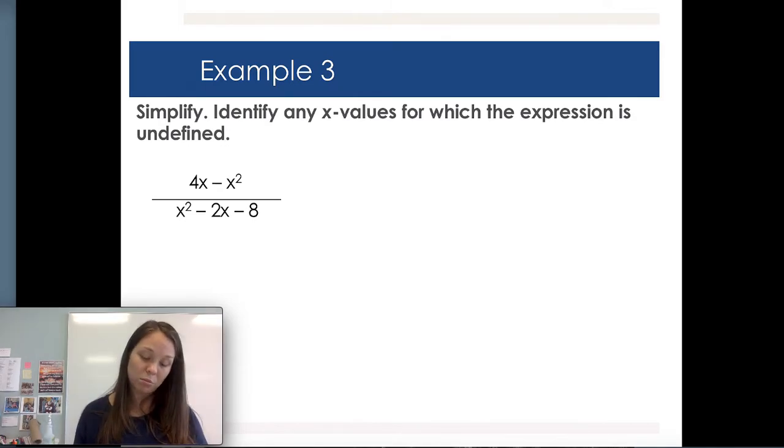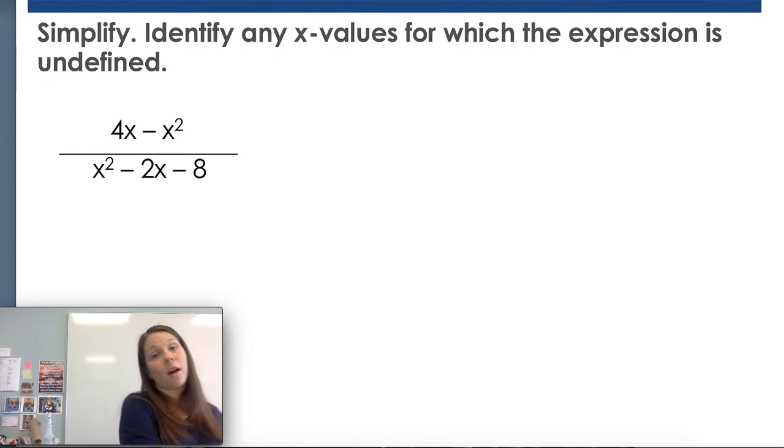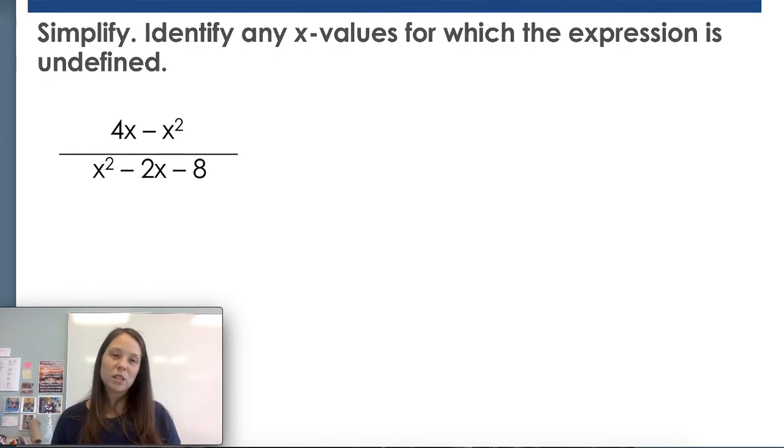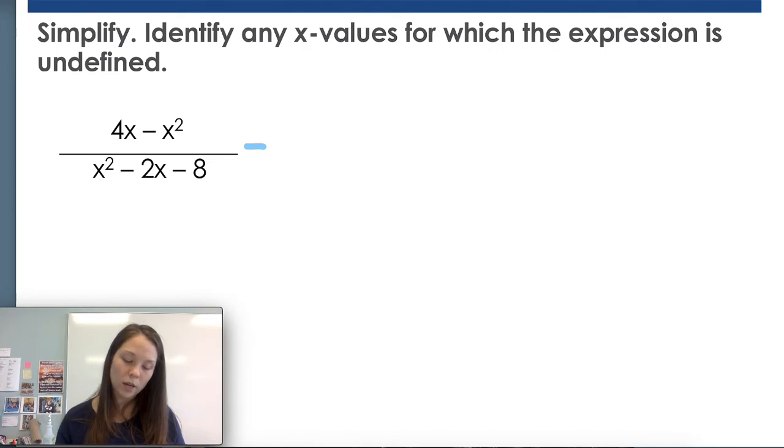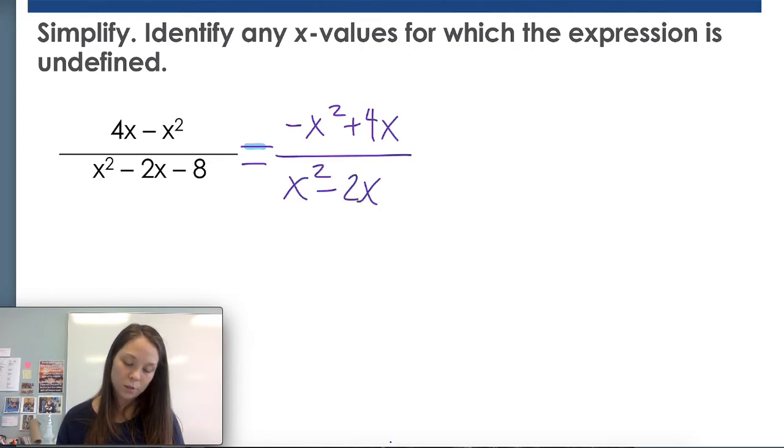Again, we want to simplify and identify any values for which the expression is undefined. Well, I don't like the way this problem looks in the beginning because it's not in standard form in the numerator. So I'm going to reorder this real quick. I'm going to make this negative x squared plus 4x, and then x squared minus 2x minus 8.